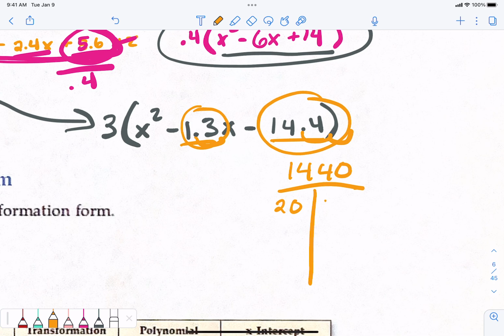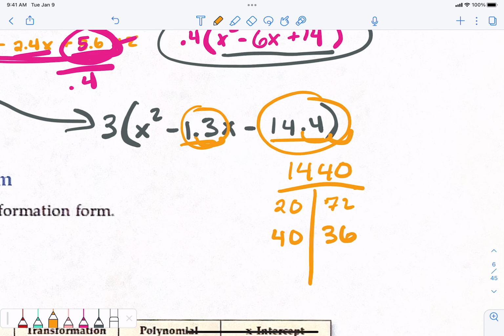70. Stop. Take 1440 divided by 20. Get your calculators out. 72. That's not going to work. Let's go 40. 1440 divided by 40 is 36. So we need a bigger split than that.